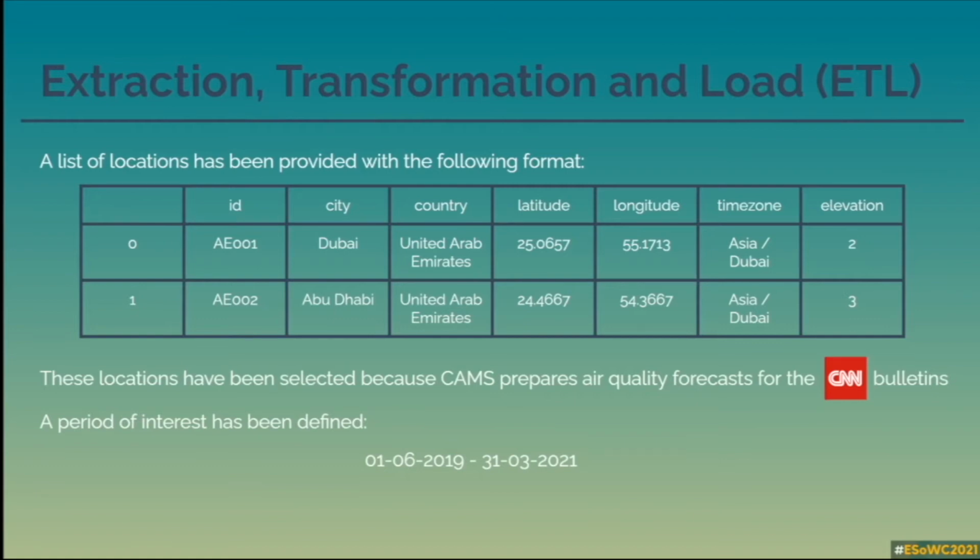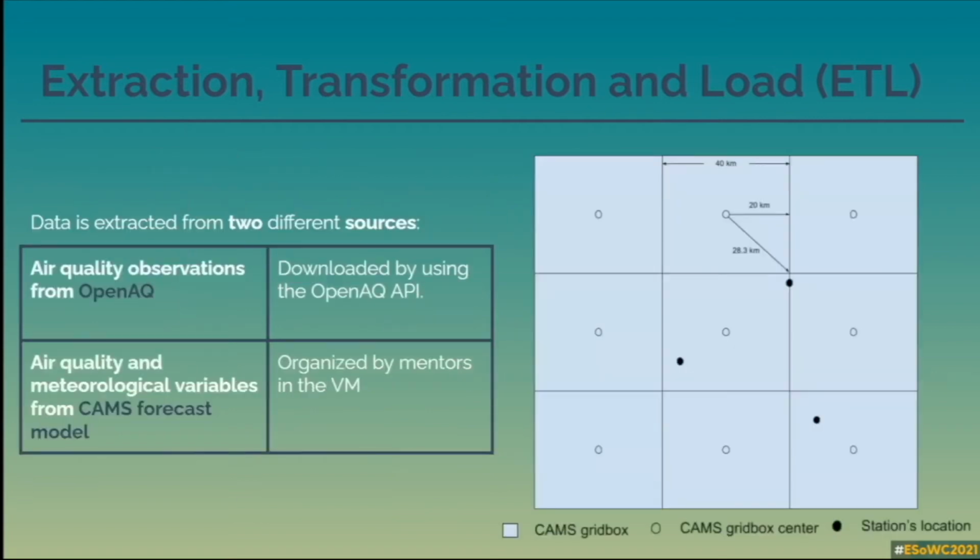A period of interest has been identified from 1st June 2019 to 31st March 2021. We have used the whole period, but not all the information is available for all the locations of interest. The data has been collected from two different sources. We have obtained the observations from OpenAQ using the OpenAQ API.